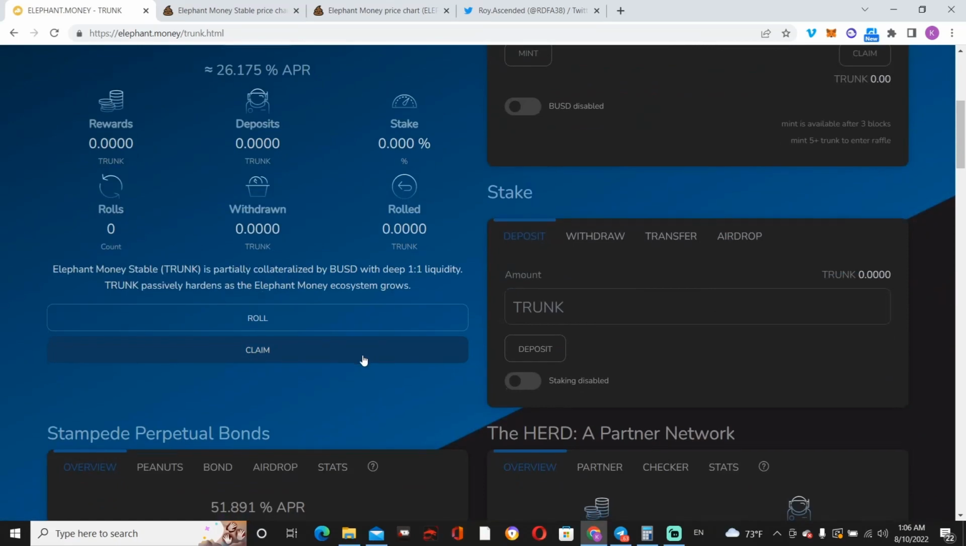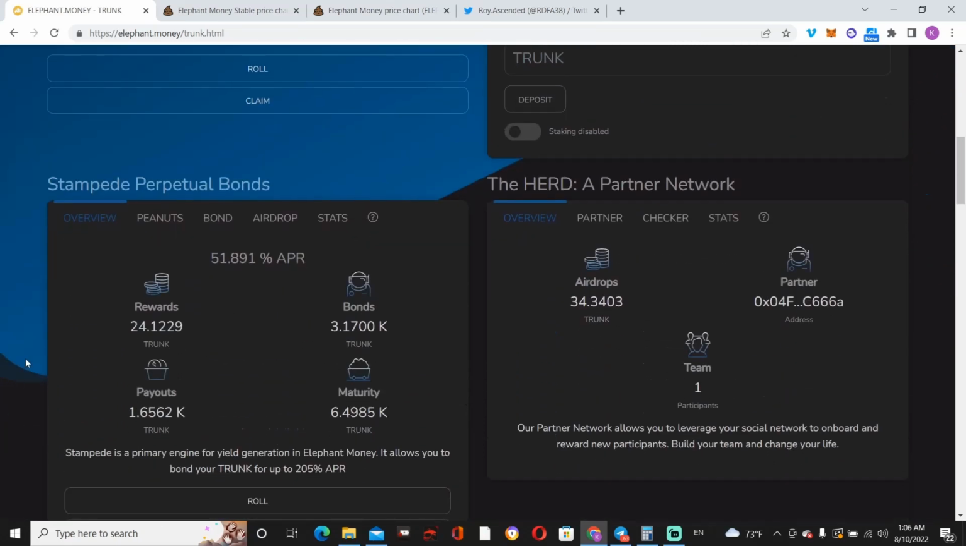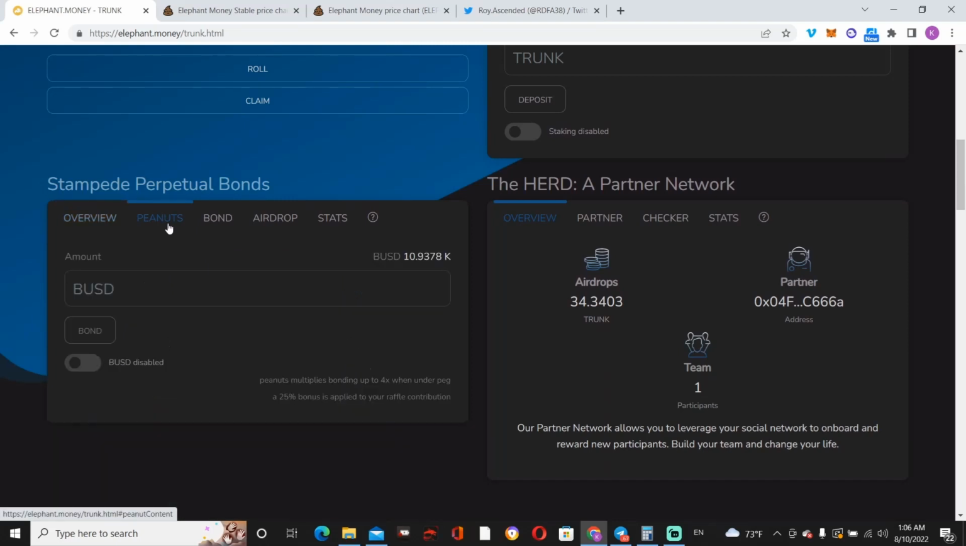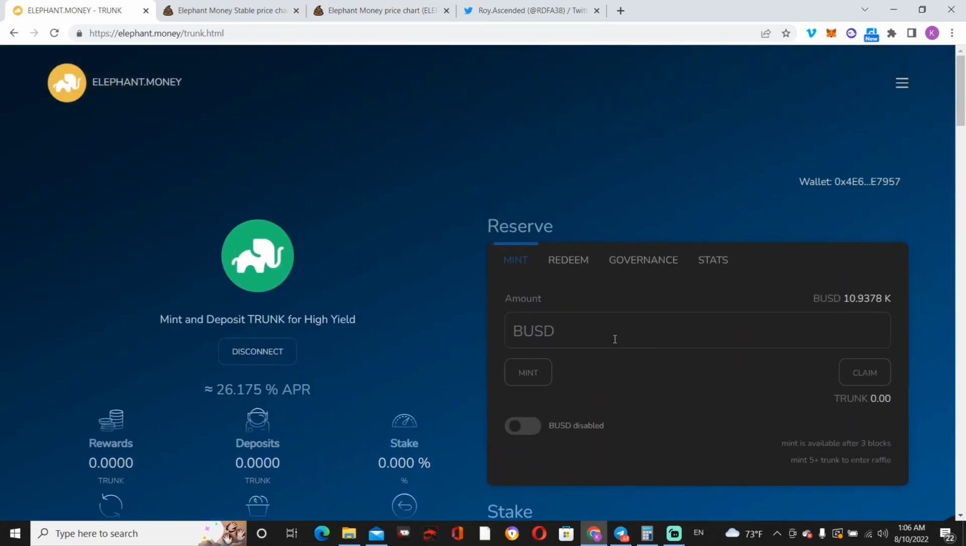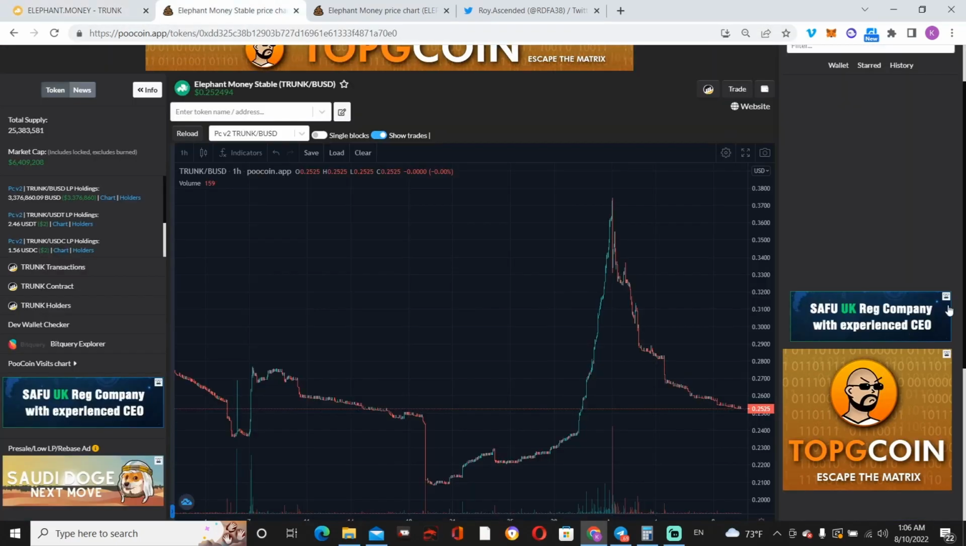What they added is something called peanuts. It's all revolving around the elephant theme, of course. Peanuts is basically you contributing BUSD and getting Trunk in return at the PancakeSwap price. Because right now, if you mint Trunk, unfortunately you're going to be getting 1-to-1. So 100 BUSD will give you 100 Trunk, and that's very unfavorable, because if I go to the price of Trunk, you can clearly see that we're hovering around the 25-cent range.